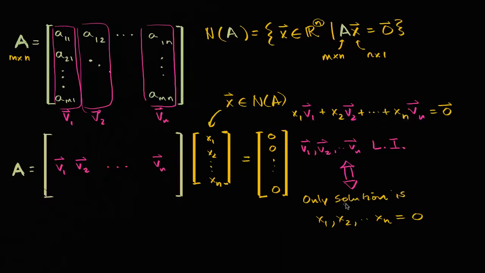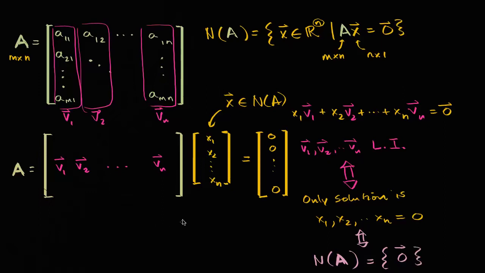Well, if the only solution to this is all of the x1s through xn's equal to 0, that means that the null space, and this is only going to be true if and only if, the null space of A, let me make sure it looks like a matrix, so I'm going to bold it, the null space of A only contains one vector. It only contains the 0 vector. Remember, if all of these are going to be 0, then the only solution here is going to be the 0 vector.